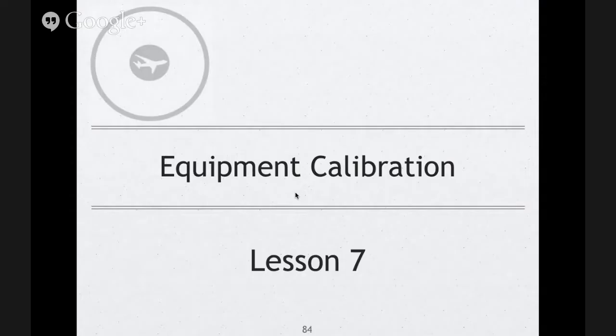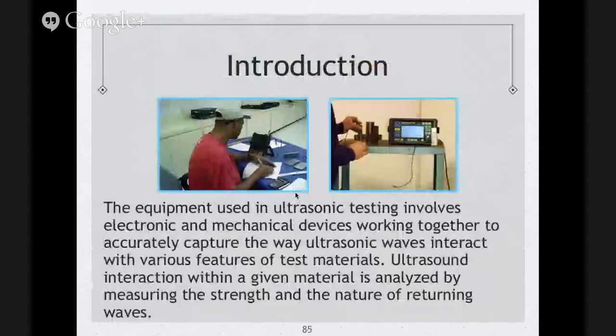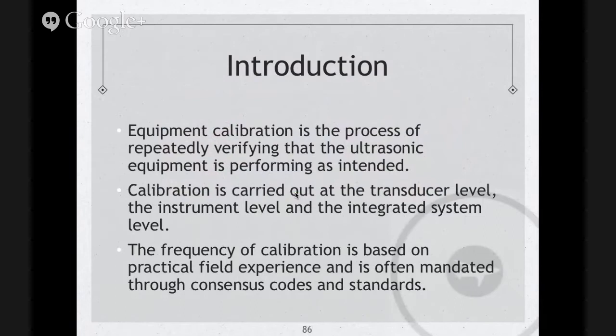Right. It says that equipment used in ultrasonic testing involves electronic and mechanical devices working together to accurately capture the way ultrasonic waves interact with various features of test materials. Ultrasound interaction within a given material is analyzed by measuring the strength and nature of the returning waves, right? Equipment calibration is the process of repeatedly verifying that the ultrasonic equipment is performing as intended.